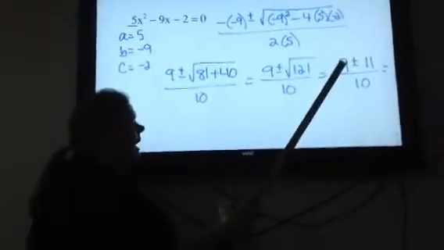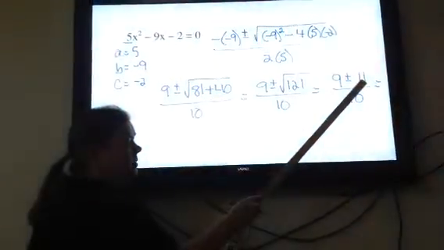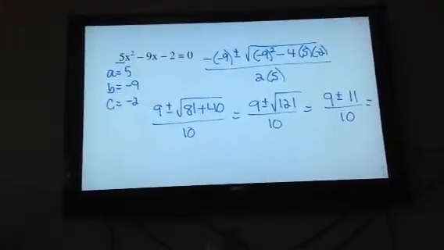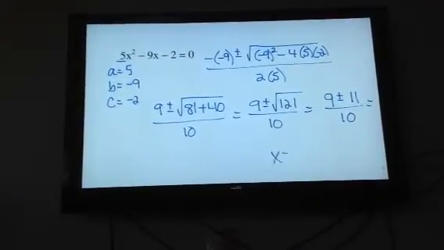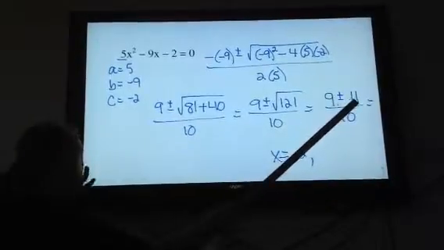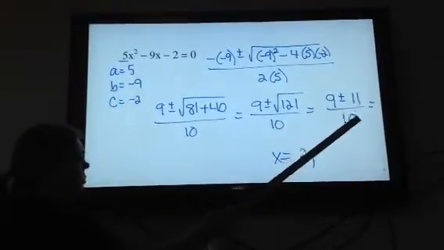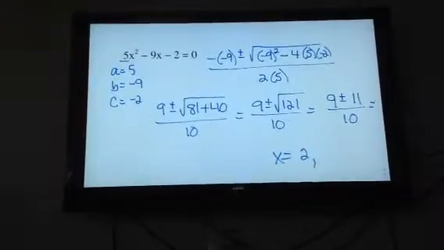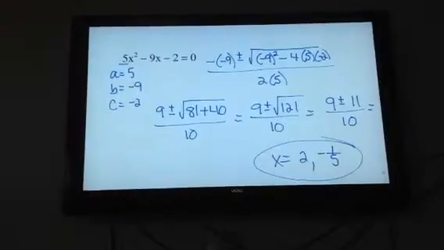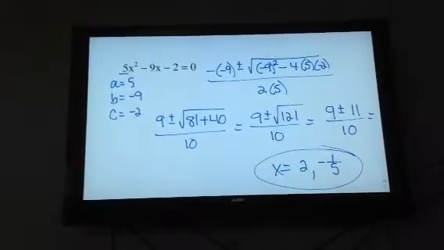So I'm going to say 9 plus 11, which is 20. 20 over 10 is 2. And then 9 minus 11 is a negative 2. Negative 2 over 10 is a negative 1/5. And those are my values for x.